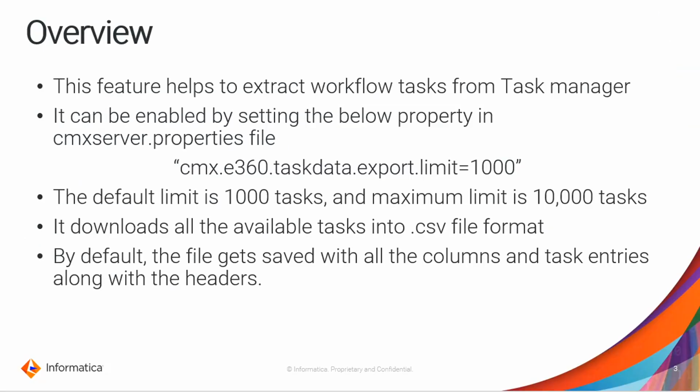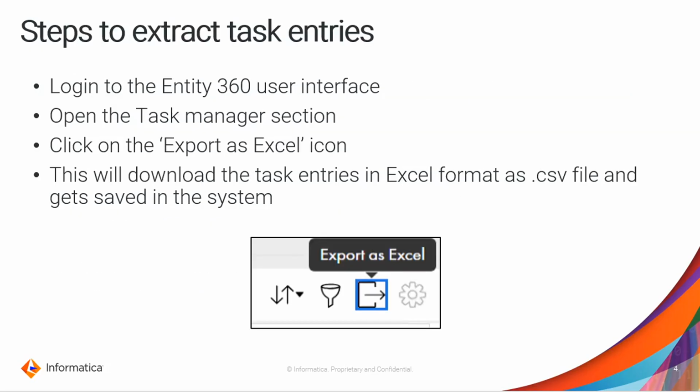First, let's explore the purpose of this feature. It allows users to extract workflow tasks from Task Manager. By modifying the configuration file, that is cmxserver.properties, we can change the number of tasks to be exported. The default limit is 1000 and the maximum is 10,000 tasks. The tasks are downloaded in CSV format, including all the columns and headers.